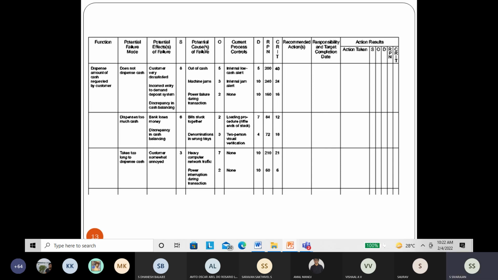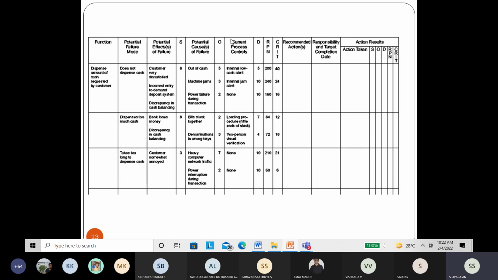For this cause of failure in the ATM machine, what process controls are available? In some cases, this will not be there. Directly, we can say whether it is detectable or not. You can say something, and then whether it is detectable or not detectable. In this potential failure mode, many times it is not dispensing cash, and you say whether it is detectable or not.